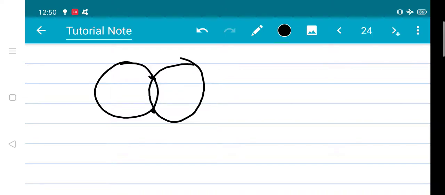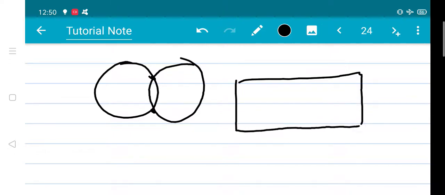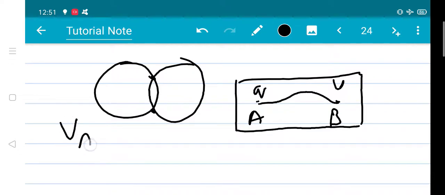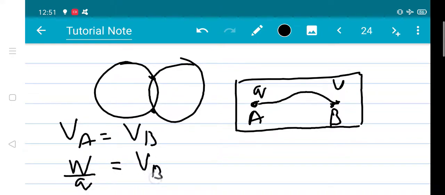Also, suppose this is an equipotential surface, and these are two points A and B. You have a test charge Q which you are moving from point A to point B. Since the potential on this entire surface is the same, potential at A will be equal to potential at B. Then what will be the work done in bringing this charge from A to B? We know that W by Q is equal to VB minus VA, but since VB and VA are equal, the work done is 0. So if we move a charge on an equipotential surface from one point to any other point, the work done is always equal to 0.